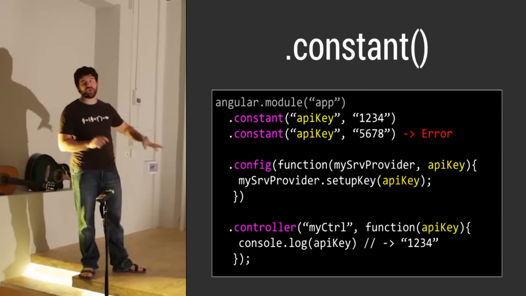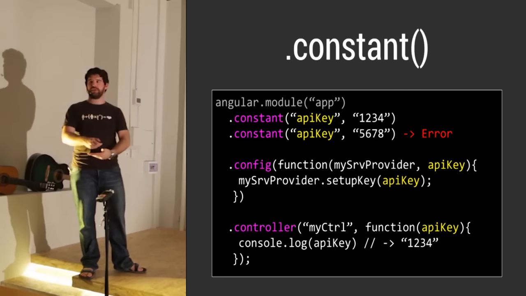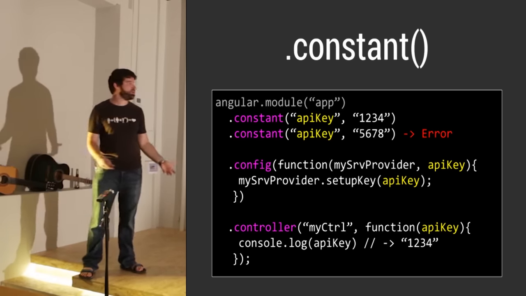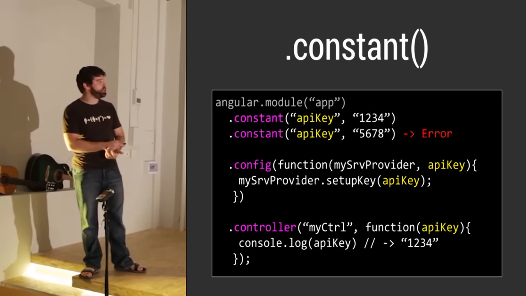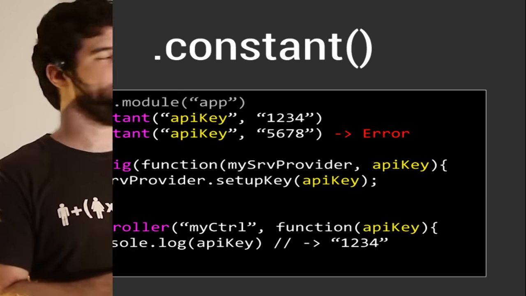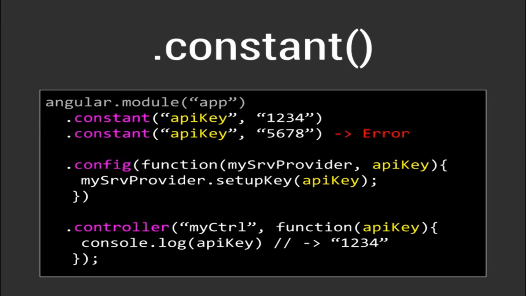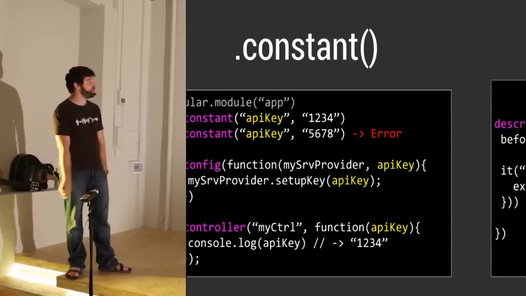Okay, then you have a constant, which is basically like a value, but the only difference is you can't run over it once you define it. If you try to define it again, it will throw an error. And you can inject it, even in the config phase. So if you need values that you need to replace, you have this ability, like an API key in our development system or in our production system. And you can inject it like you do in the controller and other injectable functions.